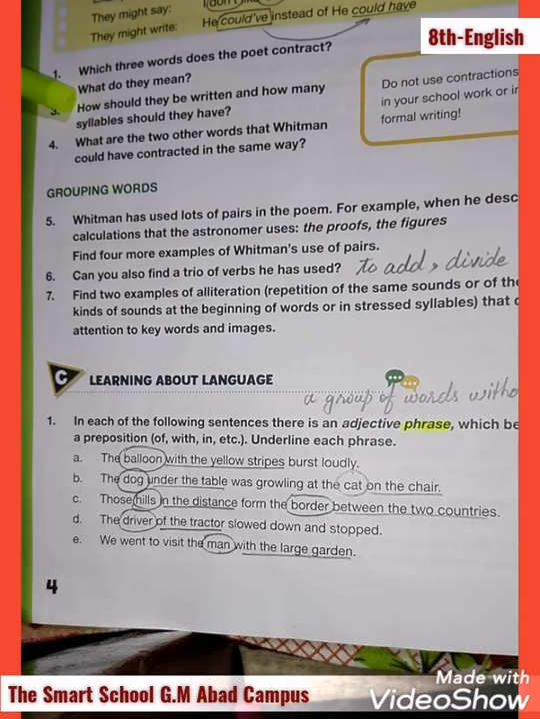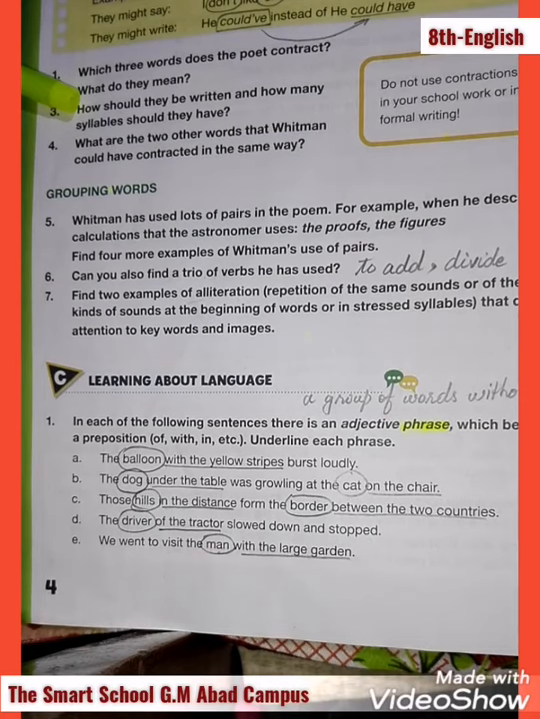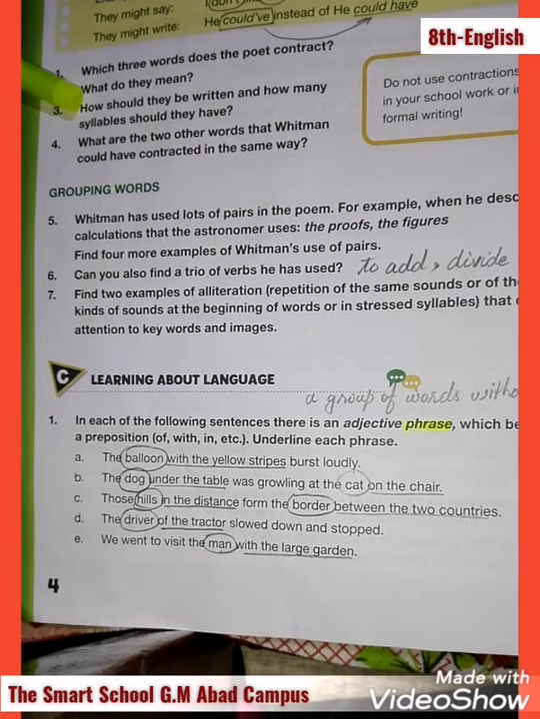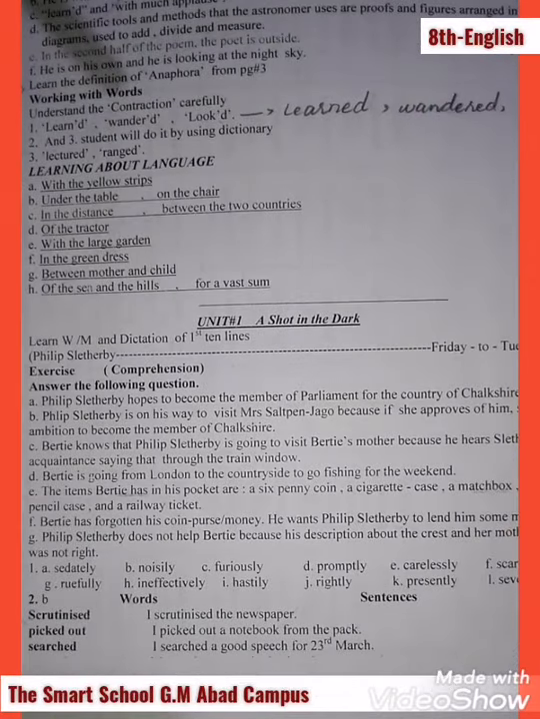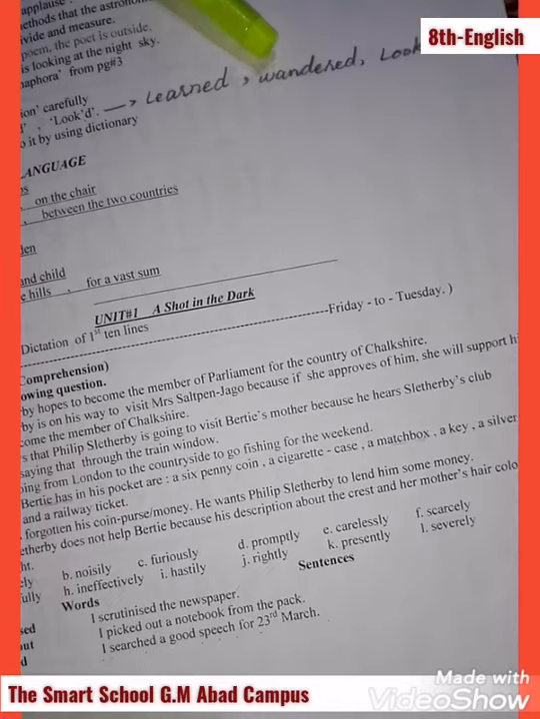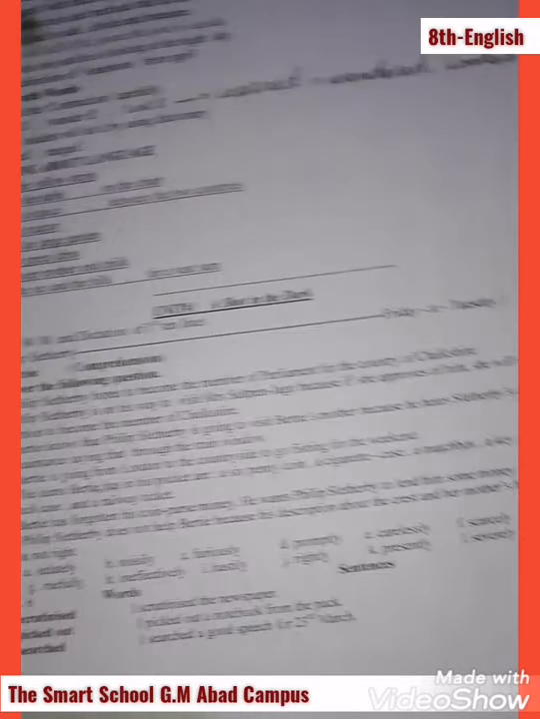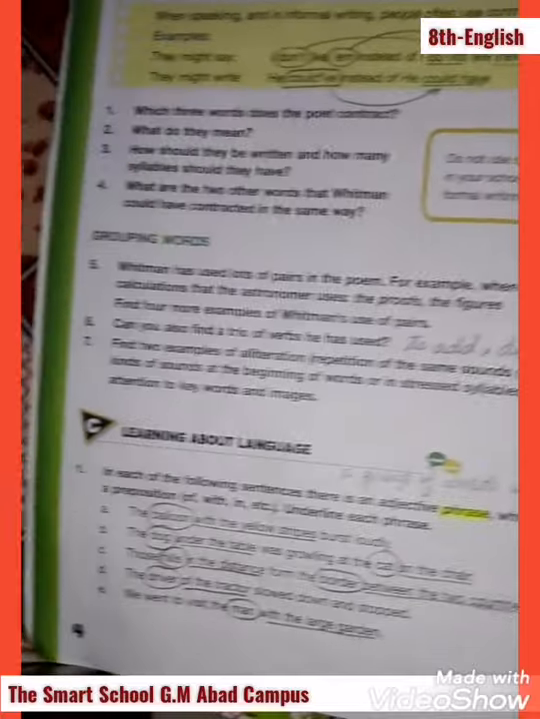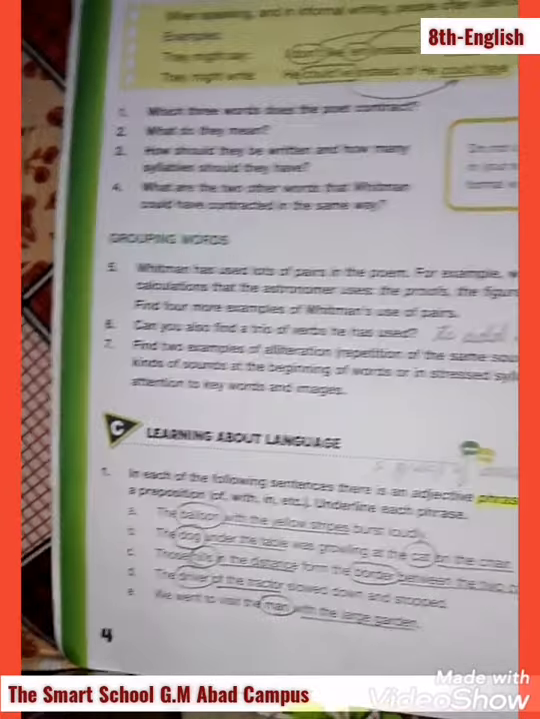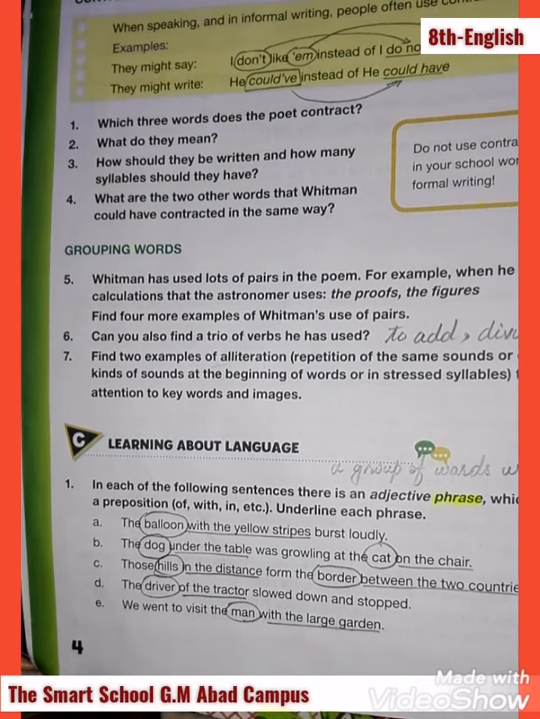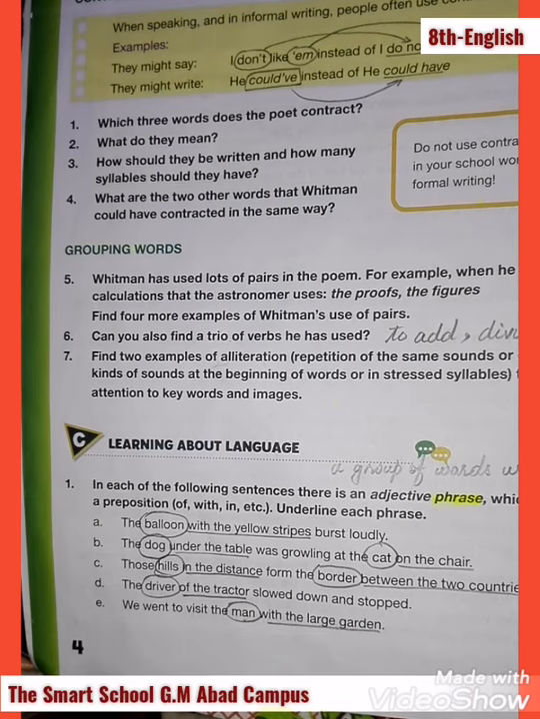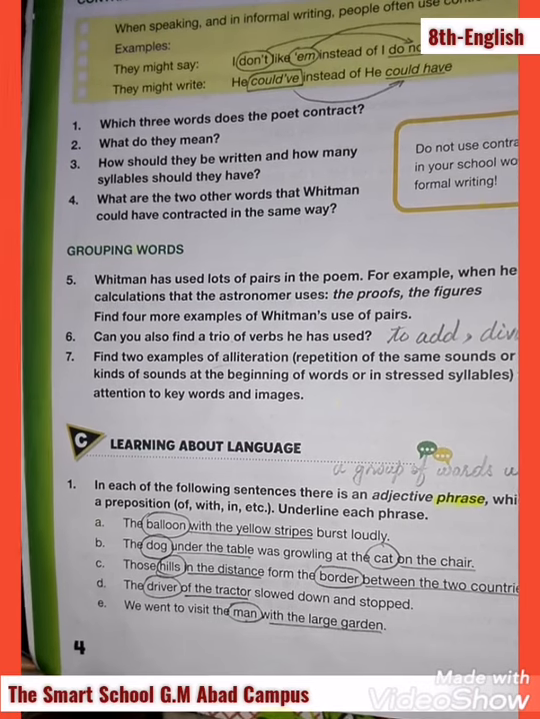How should they be written and how many syllables should they have? Unko kaise write kiya jana chahiye? They should be written in this way, in their full form: learned, wondered and looked. Okay? The word learned has two syllables, learned. And the word wondered has two syllables, wondered. The word looked has one syllable, okay.